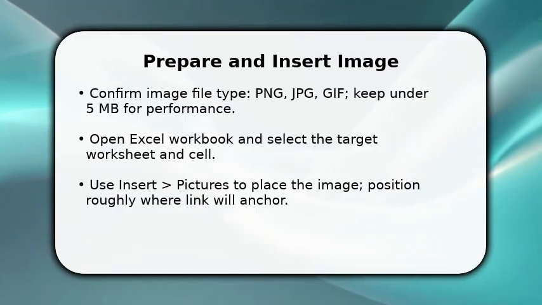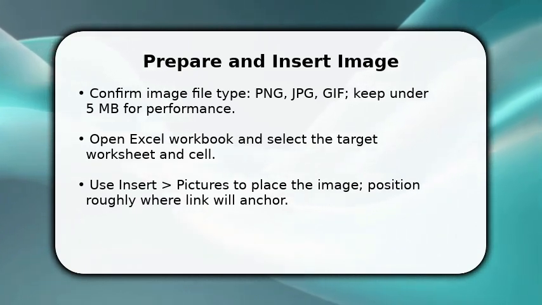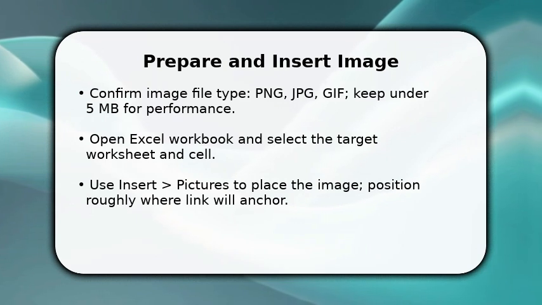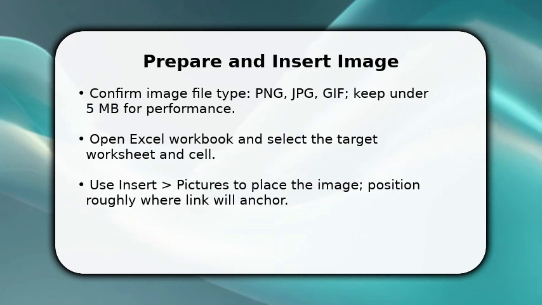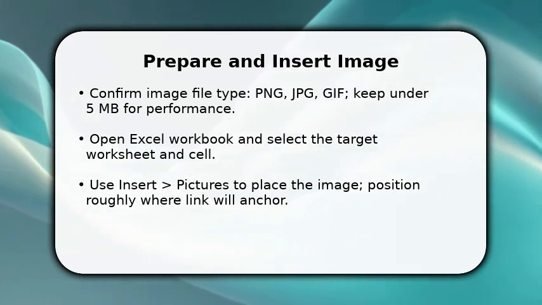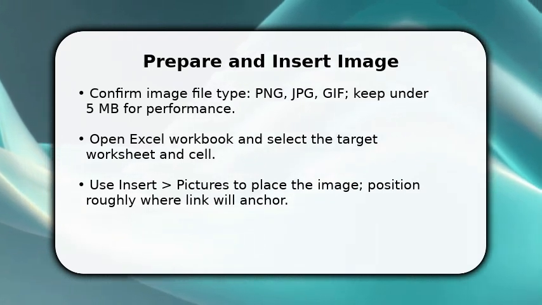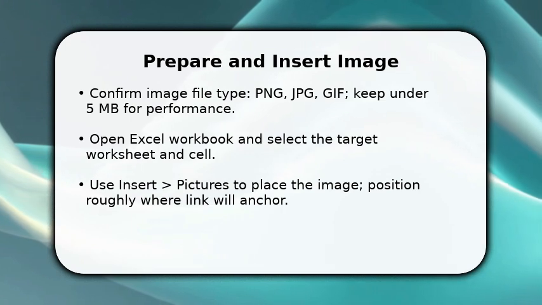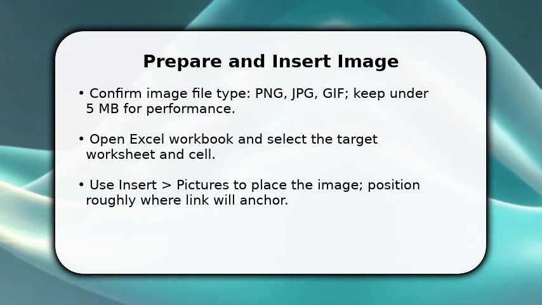You start by placing the image where you want it to live in the sheet. First, make sure the file is a common format like PNG or JPG and not oversized. Then open the exact worksheet and click the cell you plan to anchor the image to. Once done, choose Insert, Pictures, and import the image. Position it near that cell, but don't worry about exact sizing yet. You'll refine placement and linking in the next steps.